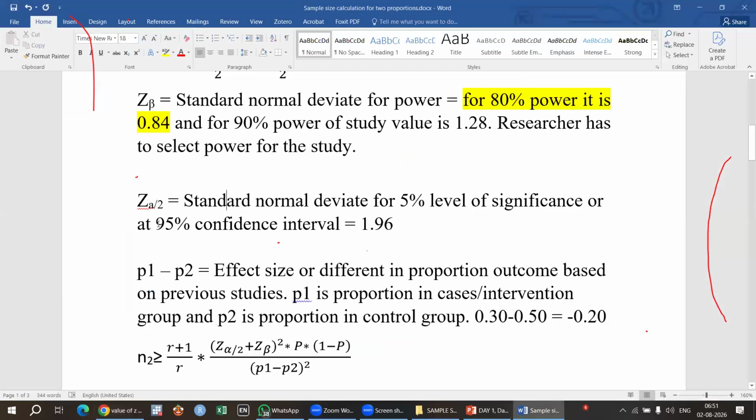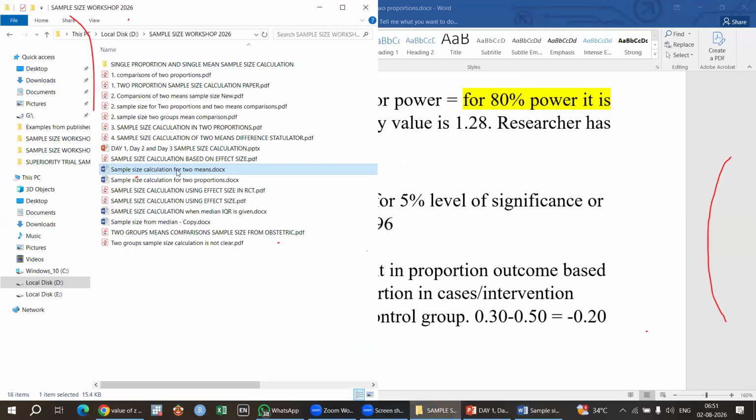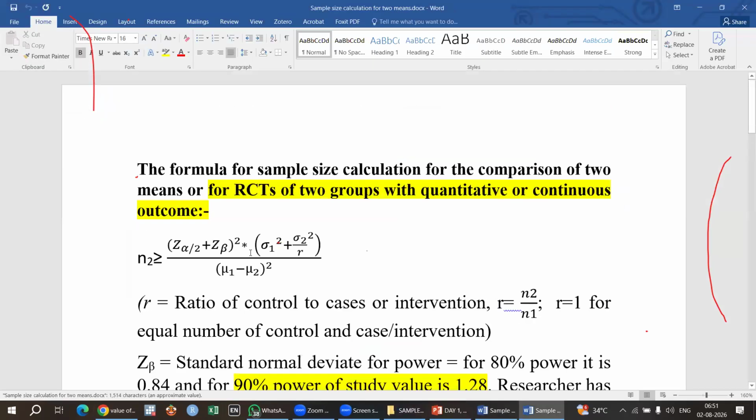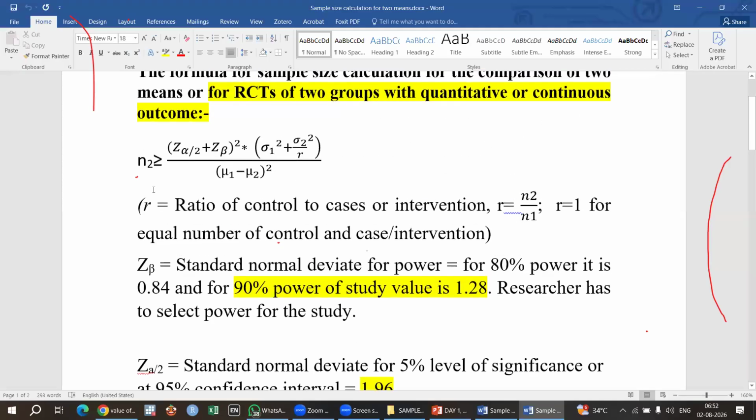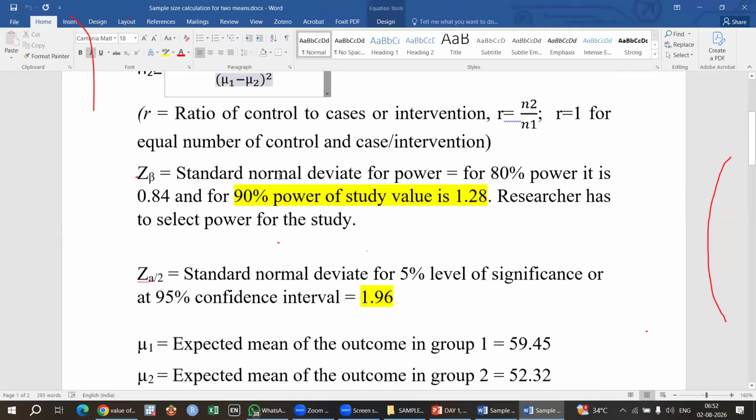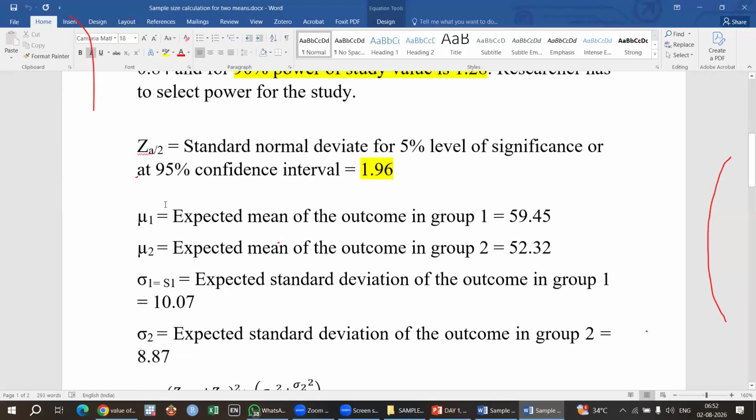Here, I told you that generally we are taking a 95% confidence interval. Why? Because we are taking p value 0.05, so we are taking a 95% confidence interval. Sorry, I think here I have to take this. Yes, this, okay? This is for N2, and I have explained N2. So I have given each and everything.